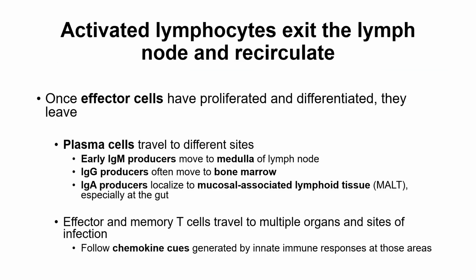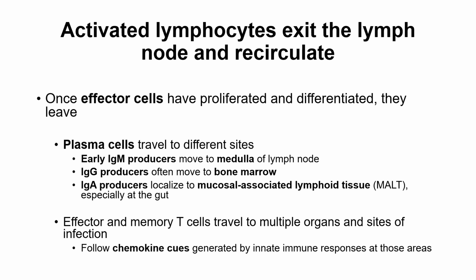Okay, so the naive cells encounter antigen. They become activated through interactions with antigen-presenting cells, particularly dendritic cells. And once those cells have become activated, they go through rounds and rounds of proliferation over a 4 to 5 day period, and then they leave. They actually exit the lymph nodes and go off into the tissues. What kind of effector cell it becomes helps to determine its final location within the body.